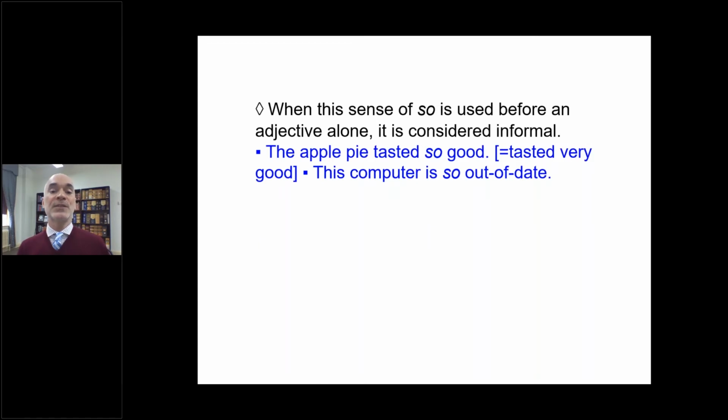And there's this emphatic so. That apple pie tasted so good. It's very hard to define a word like that. It's simply an intensifier.